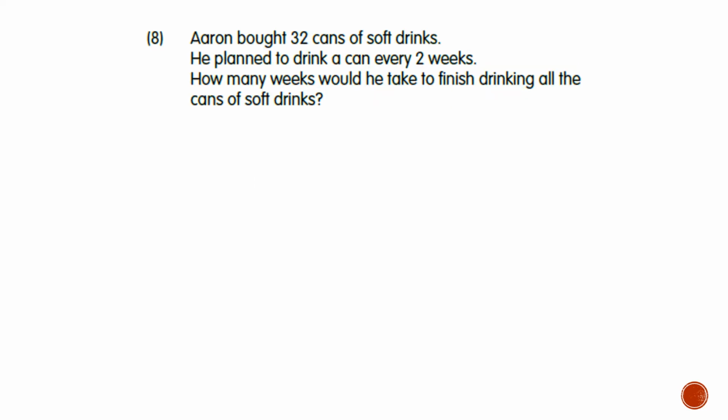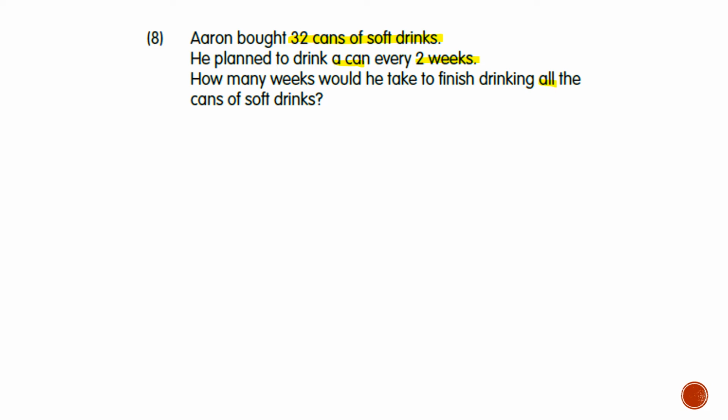Aaron bought 32 cans of soft drinks. He planned to drink a can every 2 weeks. That's quite healthy. That's good. Don't drink soft drinks too often. 32 cans of soft drinks. Drink a can every 2 weeks. How many weeks will he take to finish drinking all the cans of soft drinks? That's a lot of soft drinks, but he's not drinking it every week. He's drinking one every 2 weeks.